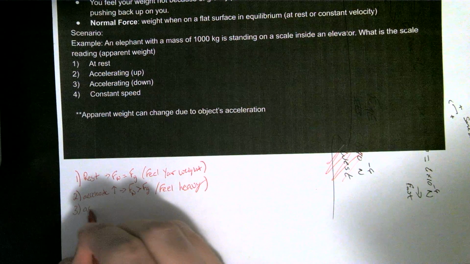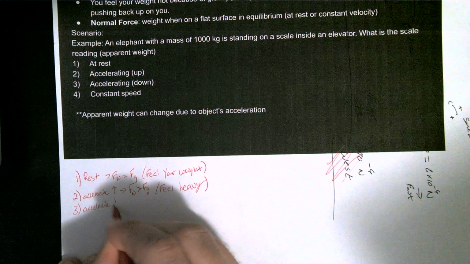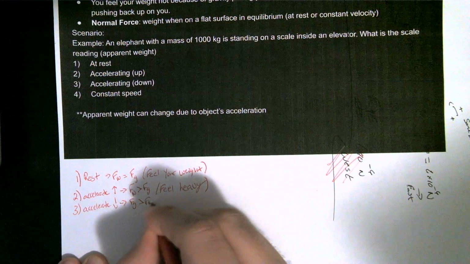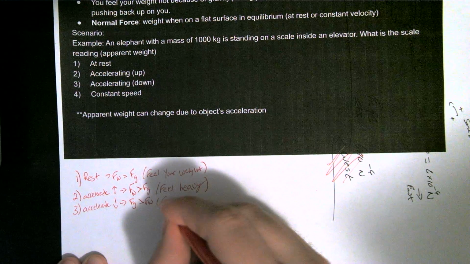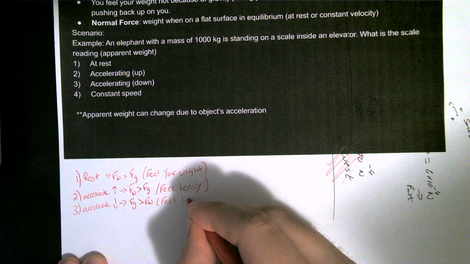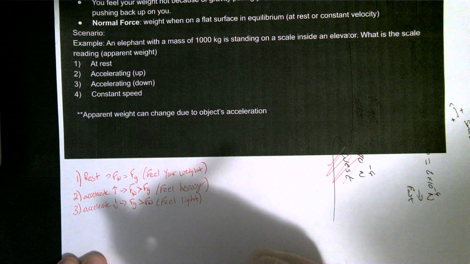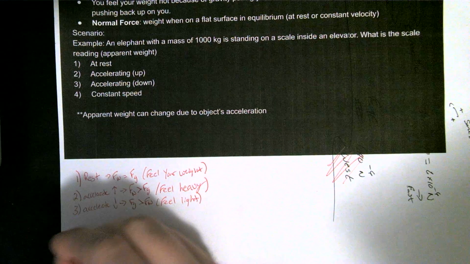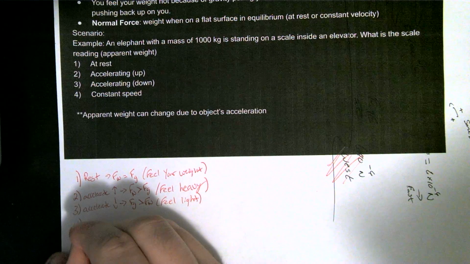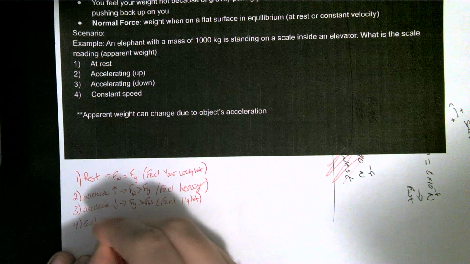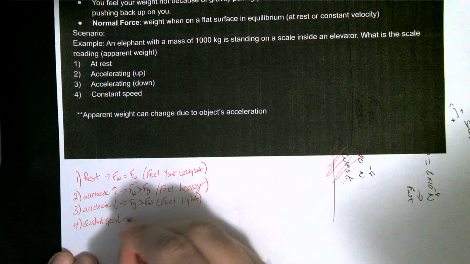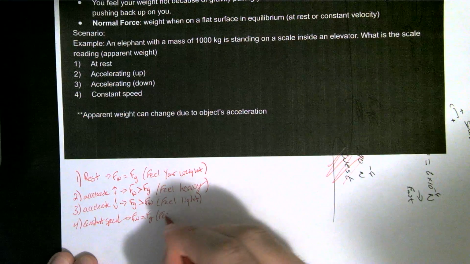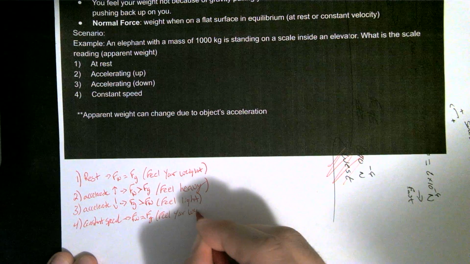Now let's talk about accelerating downward. This is when Fg is greater than Fn. And in this case, you feel light. You don't feel as heavy. You feel lighter when you go down in an elevator. And then number 4, when you're traveling at a constant speed, again, Fn equals Fg, so we're at equilibrium. And now we're back to just feeling your weight.